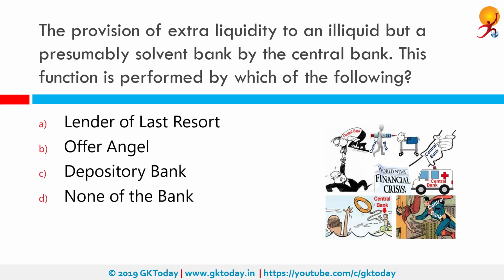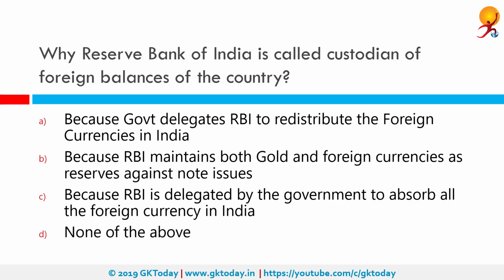The provision of extra liquidity to an illiquid but a presumably solvent bank by the central bank is performed by which of the following? The correct answer is lender of last resort. RBI is known as the lender of last resort because banks are supposed to meet their shortfalls of cash from other sources, and if the other sources don't meet the demand, then they approach RBI.